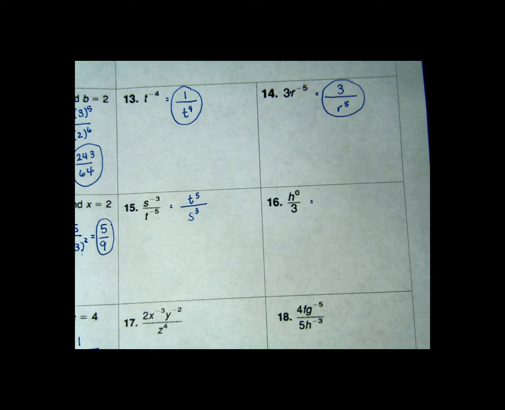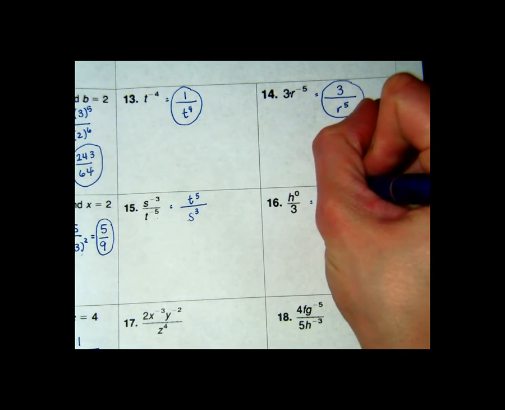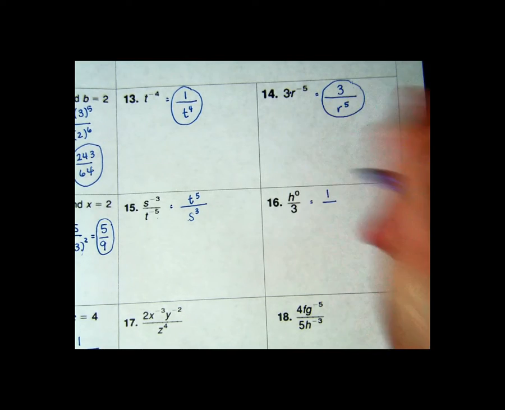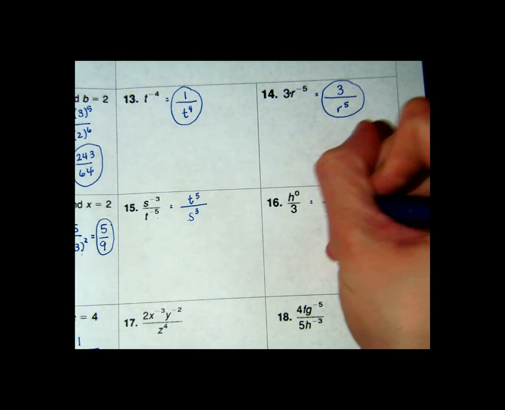16 is our zero exponent rule. Anything to the 0 power is 1. Even with a variable, h to the 0 is 1. The 3 stays the same.